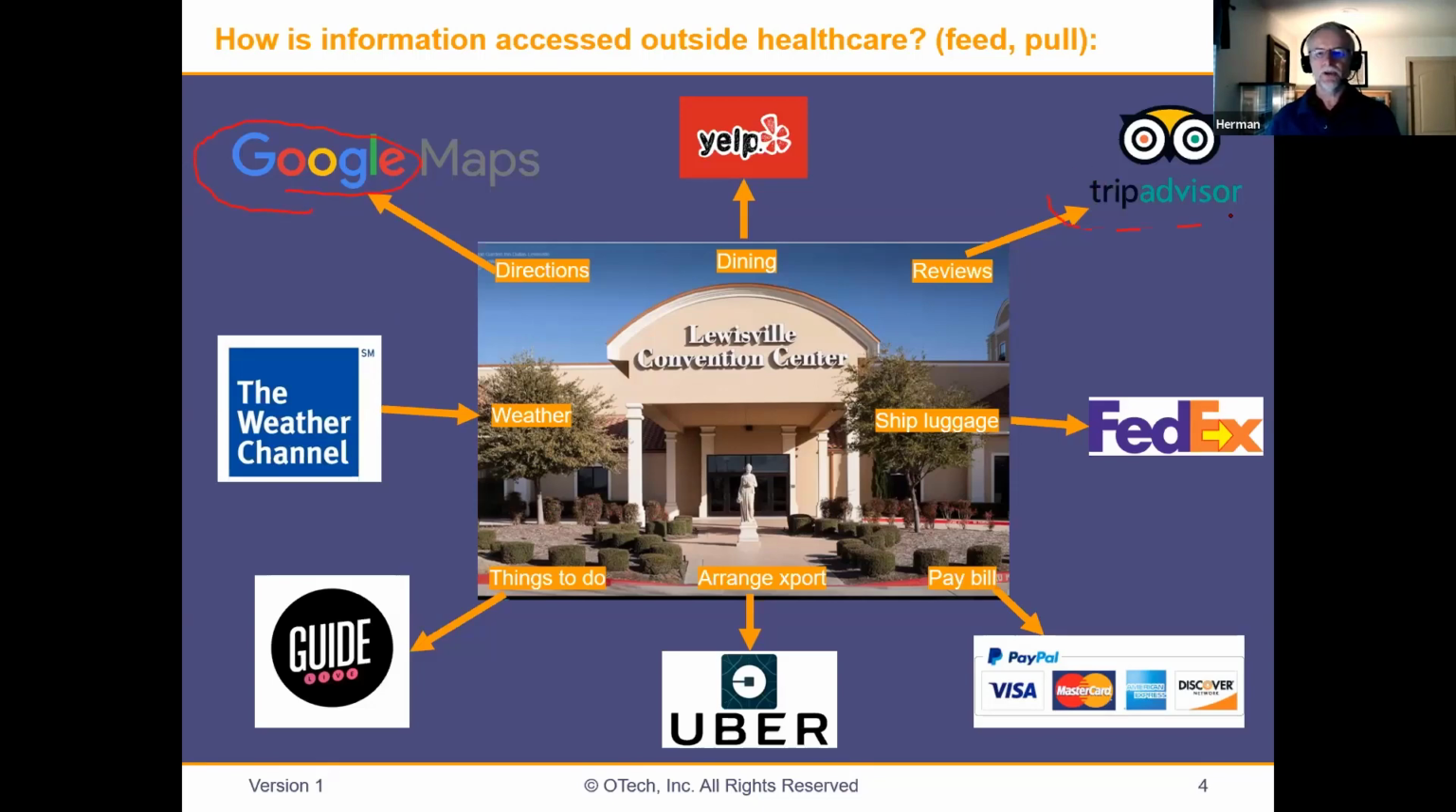How do I, what is the review? TripAdvisor, Ship My Luggage, FedEx. Now, all of those are URLs, links straight to those resources. How can I build an EMR using the same kind of technology?